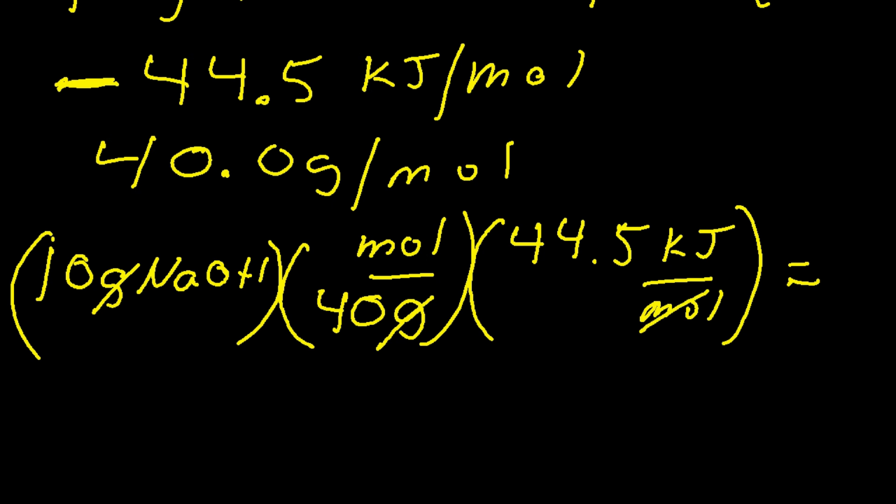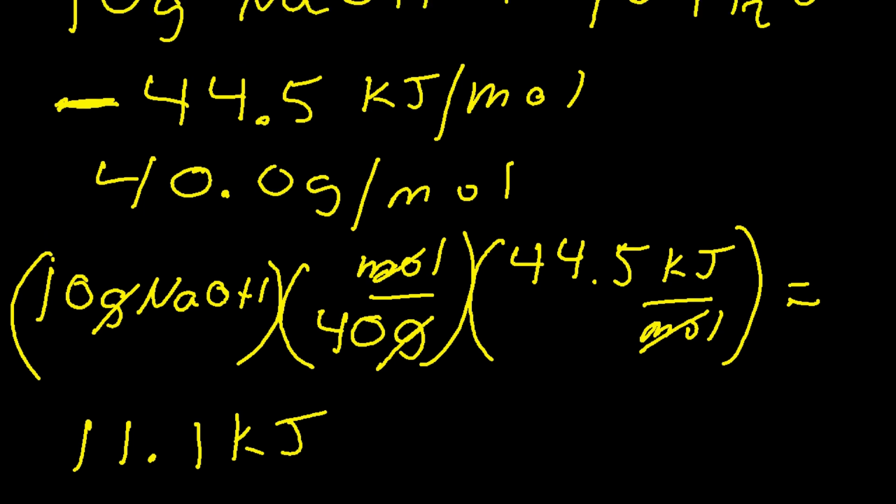When we work that out, 10 divided by 40 is a quarter. And then 44.5, I probably should have gotten me a calculator, but we can cut that into a quarter pretty easy. So it's going to be 11.1, pretty close to that, 11.1 kilojoules. Okay, so now we know the amount of energy released, 11.1 kilojoules, for mixing 10 grams of sodium hydroxide with 90 grams of water.